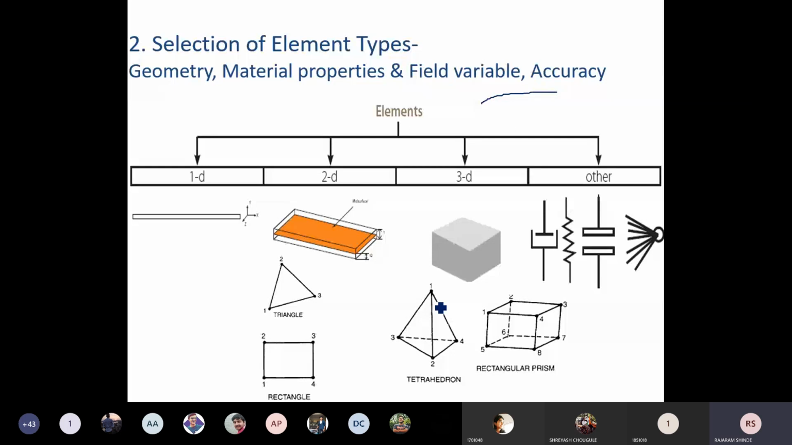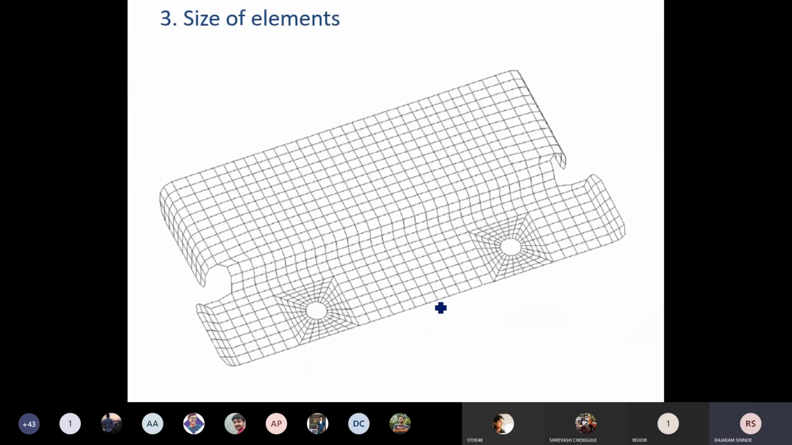Now this is about the selection of the elements. Next one, the size of the elements. Now how to decide the size of the elements? While deciding the size of the elements, see here, if we use a very fine mesh, meaning very small elements, then it will give better and better results. That means accuracy will be improved when we use smaller and smaller elements.